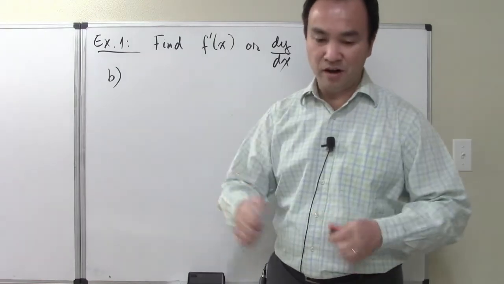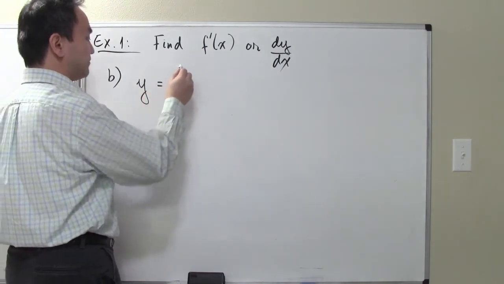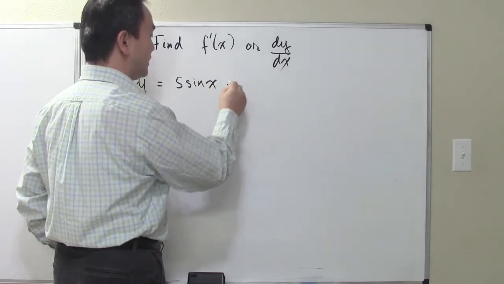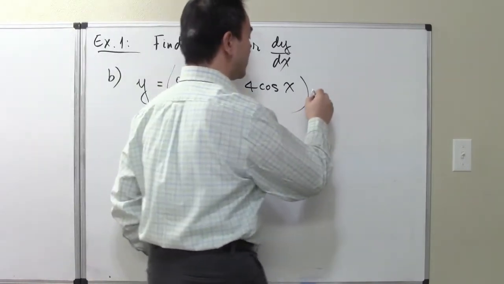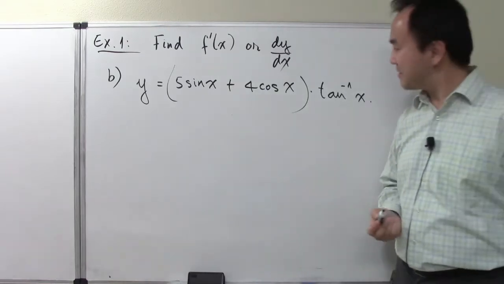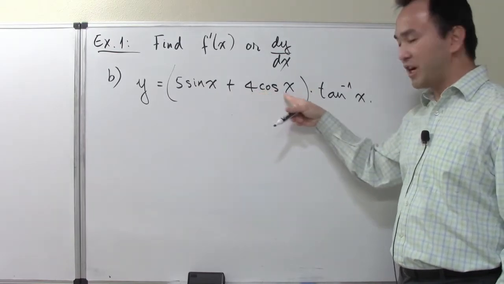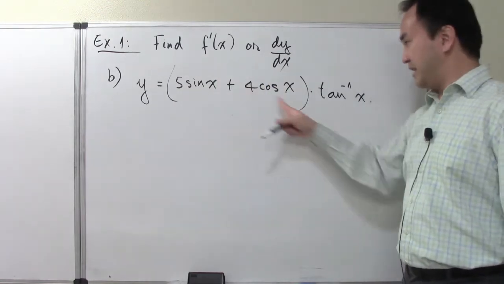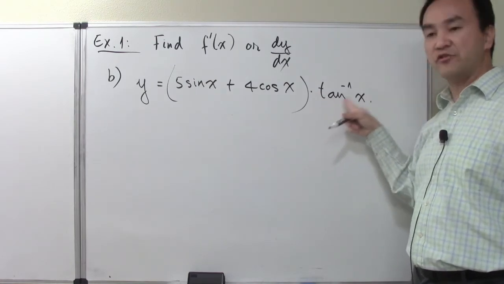Okay, so how about y equals 5 sine of x plus 4 cosine of x, in product with tangent inverse of x. So 5 sine of x plus 4 times cosine of x, two trig functions inside our parentheses, and that's all of that. There is one function, and then we are multiplying with another function here, tangent inverse of x.